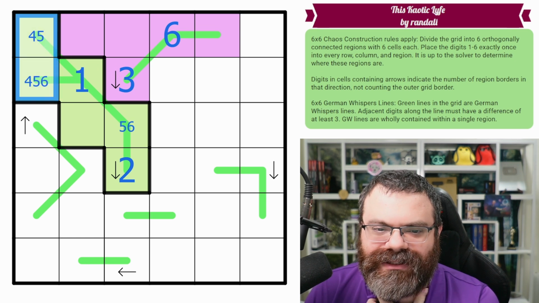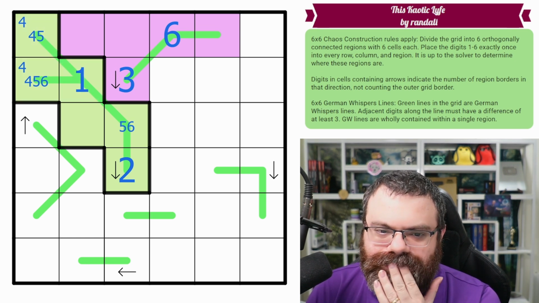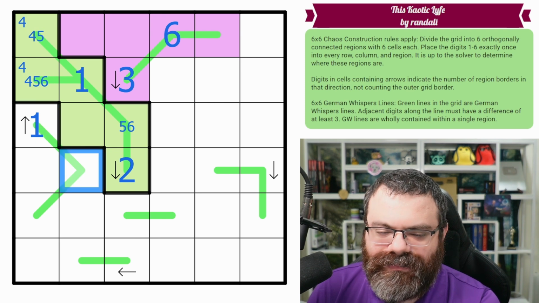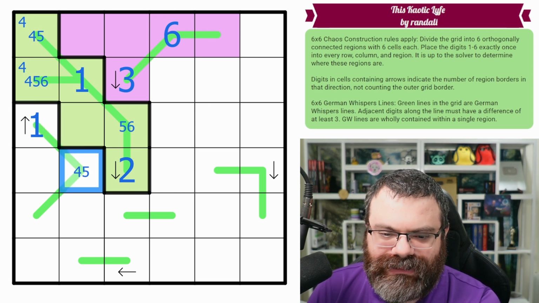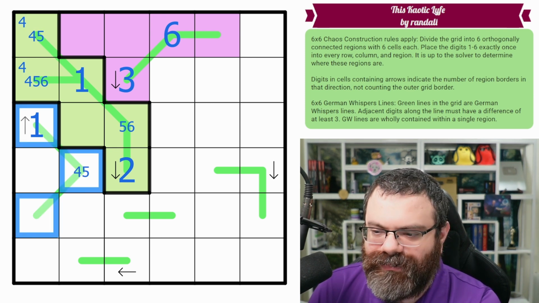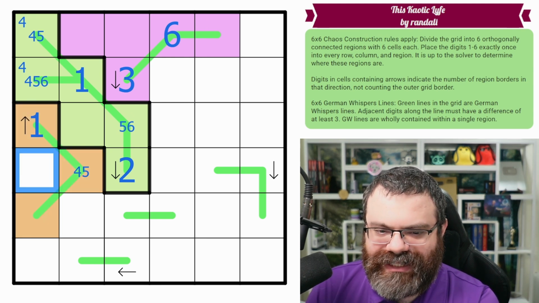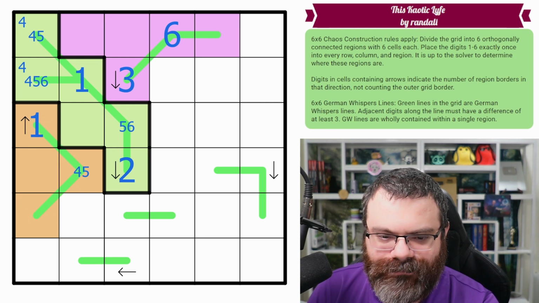And either of these could be 4, but one of them is a 4. Now this sees one border, we know that, so that's a 1. And so that is going to put 4, 5. Oh yeah, these are all in the same region. They're not purple, so we might as well give it a color. We'll make that orange. And so now this cell has to be part of a region, and orange is its only option on all sides.